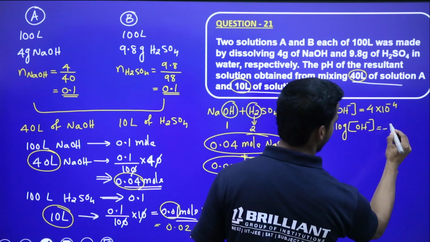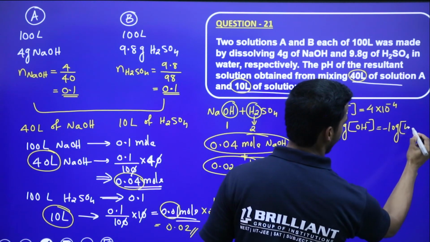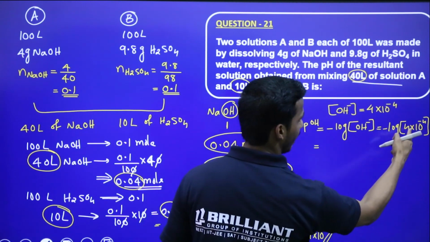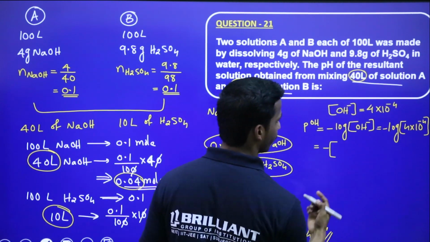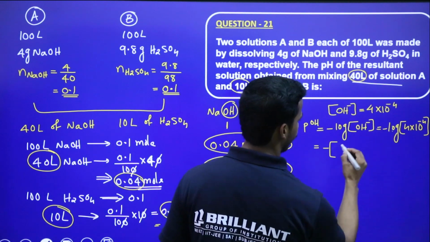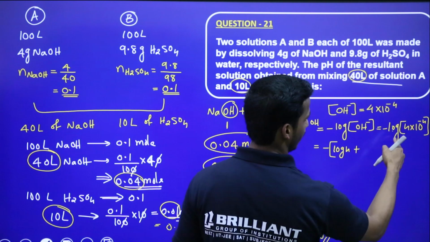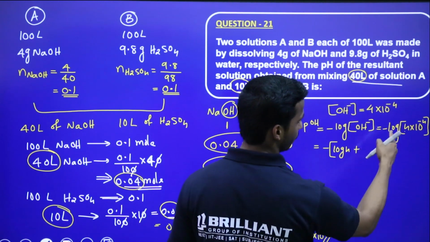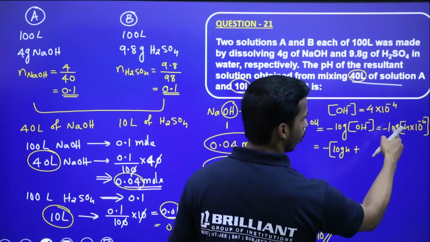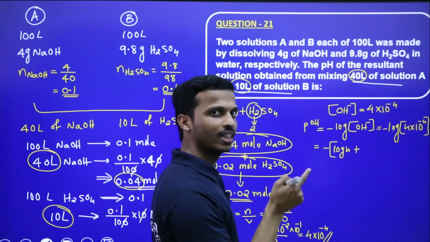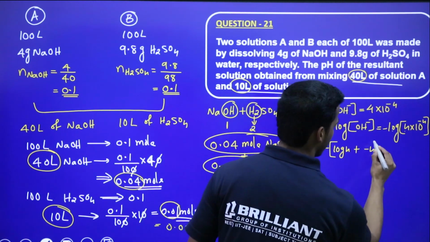So we can write negative log of 4 into 10 to the power minus 4. See, this is log A into B format. So minus of log 4 plus log 10 to the power minus 4, since log A into B is log A plus log B. Log 10 to the power any value gives the value itself, so it will be minus 4.